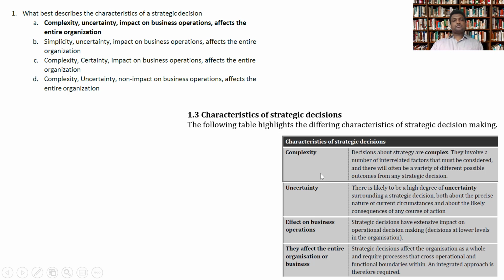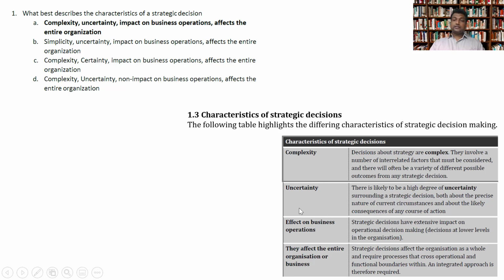The first characteristic is complexity. A strategic decision becomes complex because it involves a number of interrelated factors, and information from different departments, different products and different sources is considered, and the decision taken will be covering a large portion of the organization, not only one single thing. So the decision itself will be a complex decision.